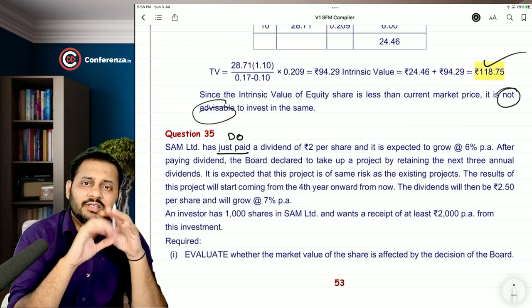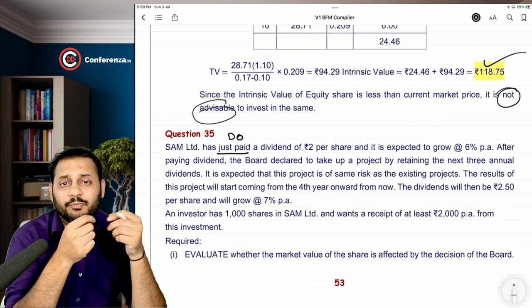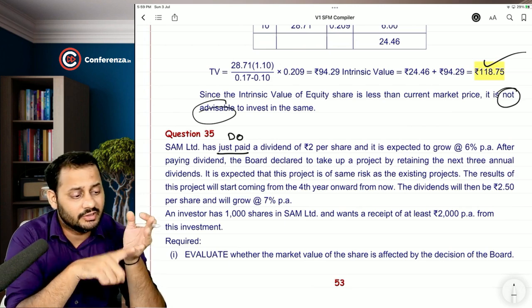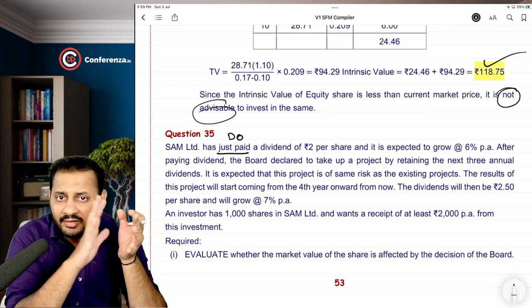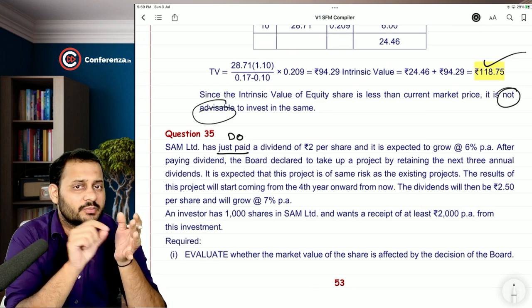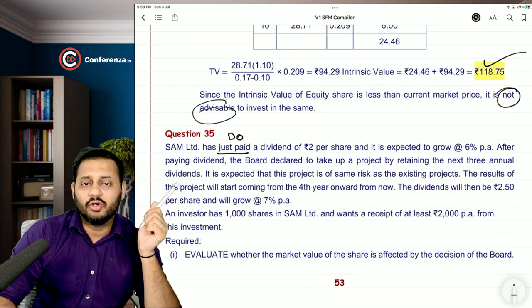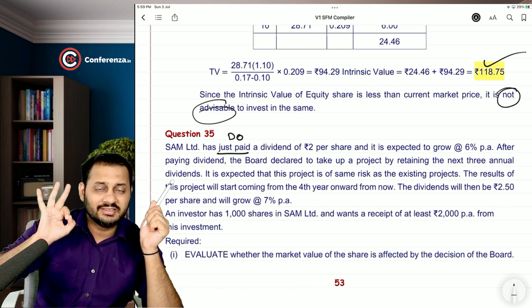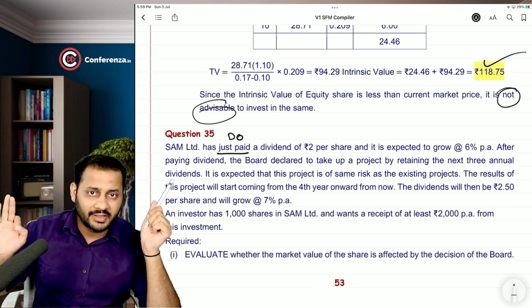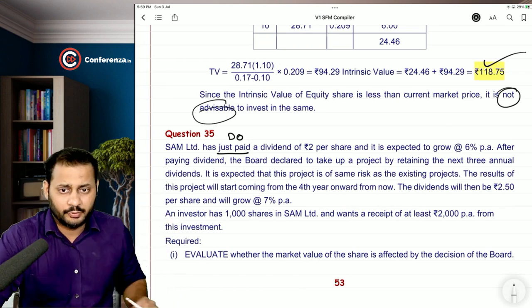But after all this happened, they are thinking to take up the project, and for that project the investment will be required, and investment will have to be funded from the earnings. And if you fund the investment from the earning per share, you will not be able to pay next 3 annual dividends, next 3 dividends. So you will not be paying anything for the next 3 years if you take up the project.